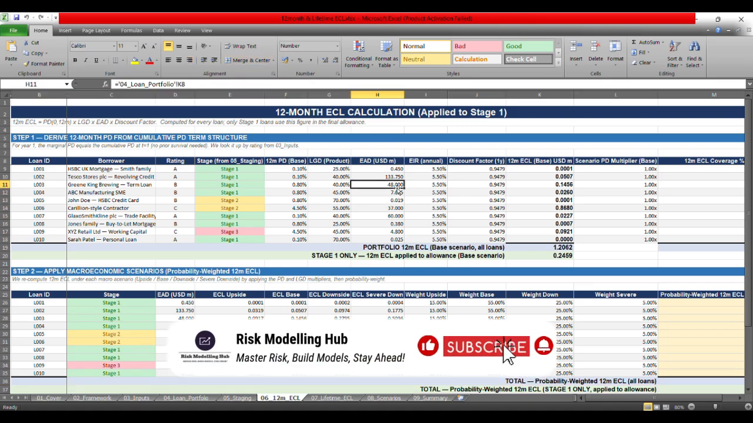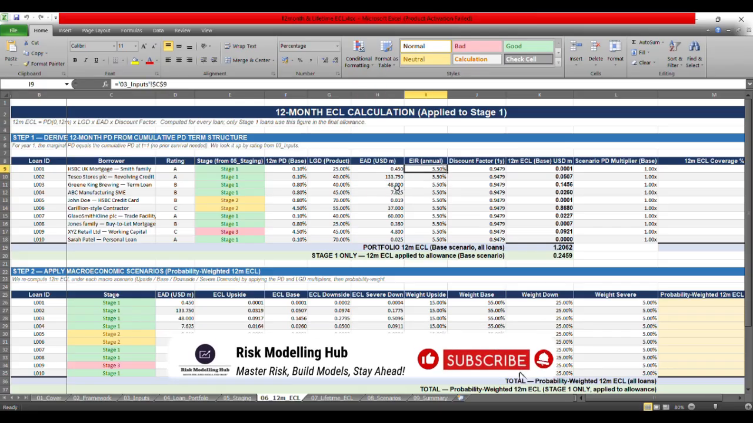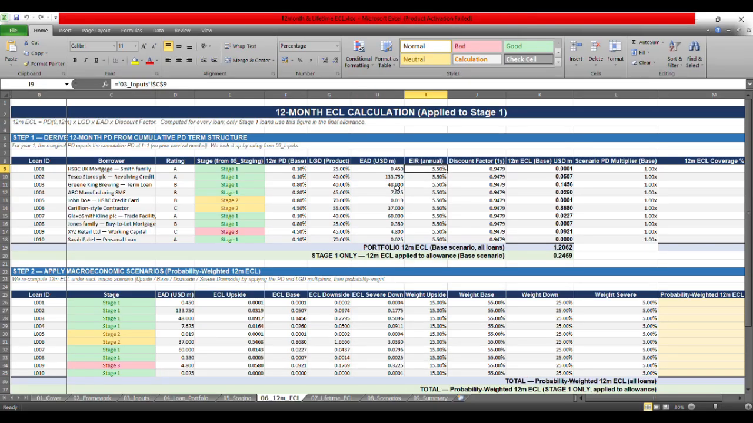And then, post the EAD, we have a 1 year discount factor, which is 5.5%, something that we have assumed. And from that, you already have the formula with you. You know that the discount factor is computed using 1 divided by 1 plus the annual discount rate to the power of 1. Why 1? Because we are calculating the discount factor for 1 year.